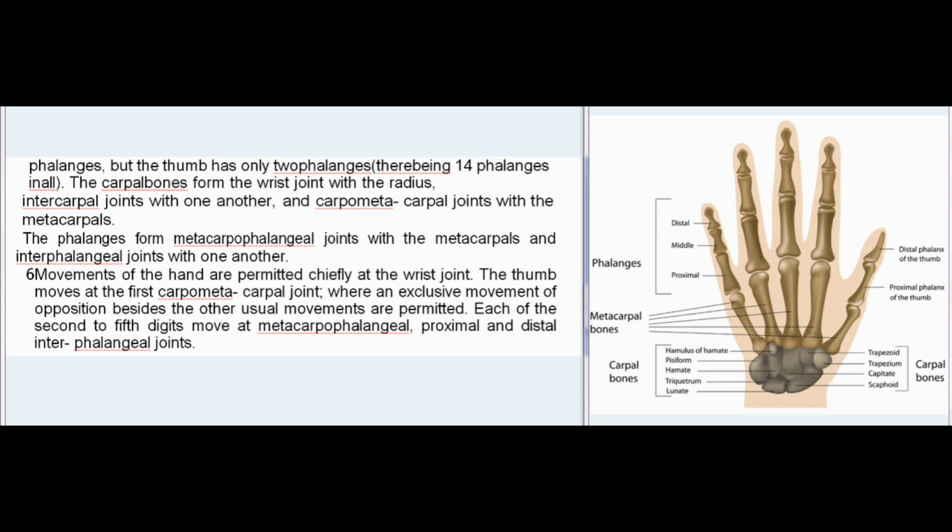Movements of the hand are permitted chiefly at the wrist joint. The thumb moves at the first carpometacarpal joint, where an exclusive movement of opposition besides the other usual movements are permitted. Each of the 2nd to 5th digits move at metacarpophalangeal, proximal, and distal interphalangeal joints.